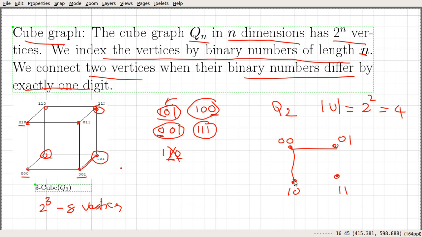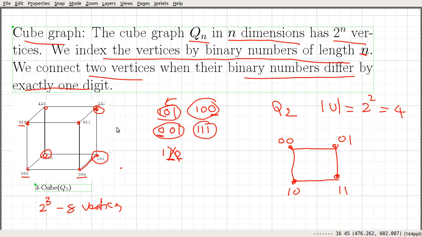Similarly, you can see that there will be an edge between 10 and 11 because they differ in exactly 1 bit position, and there will be an edge between these 2. And there won't be an edge between 01 and 10, because they differ in exactly 2 bit positions. So this is how a Q2 looks like.